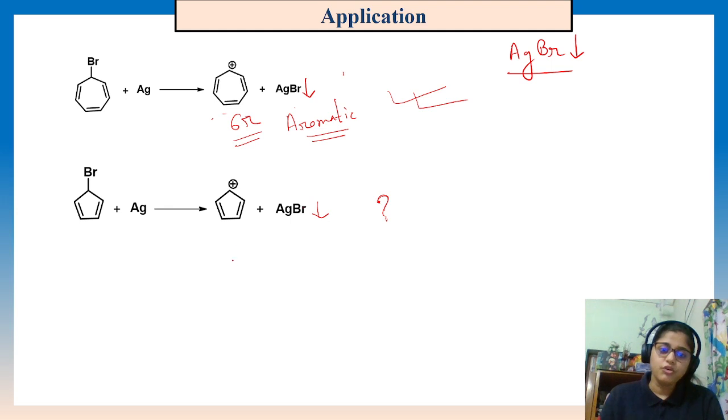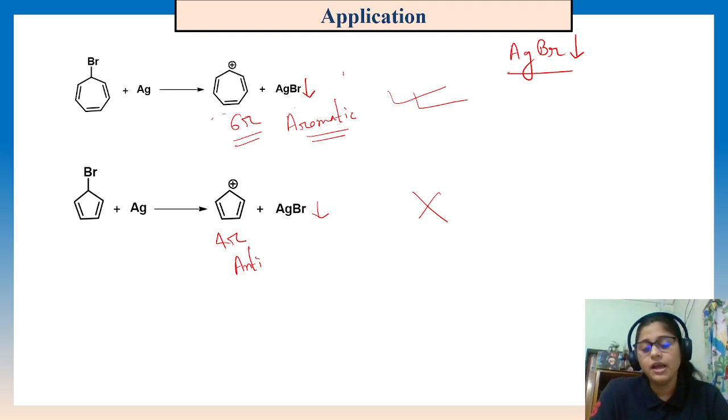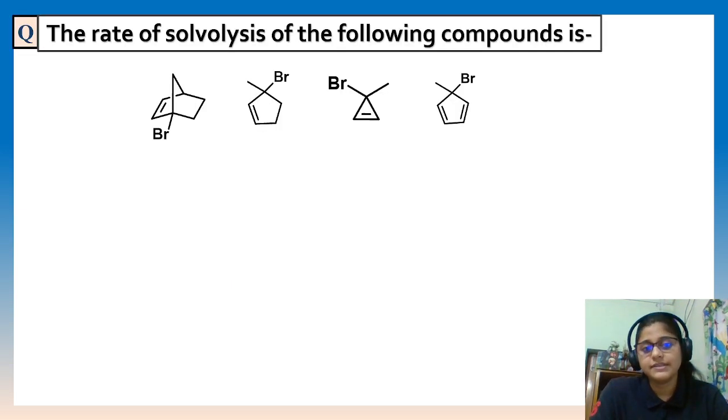Okay, so 4 pi electron, conjugated cyclic 4 pi electron. It will be anti-aromatic, which is the least stable, the worst condition. So it will not be favorable. The reaction is not favorable. Okay, the answer is here. You can see this kind of question actually comes in the exam.